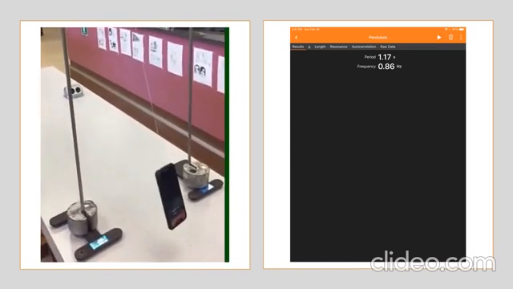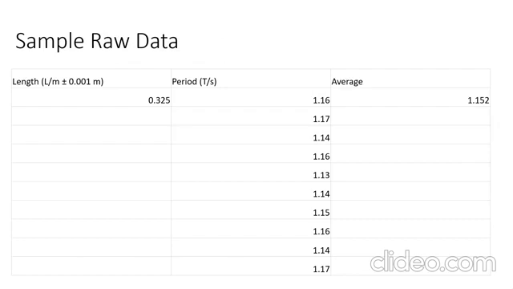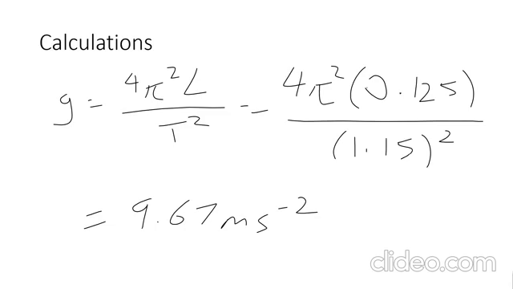Now, the length of the string was determined as half the length of the phone plus the length of the string, and the uncertainty for this is 0.001 meters because the meter stick it was measured with has the smallest increment of 1 millimeter. And this is some sample raw data from one of the trials, and these values will be used for the future sample calculations. Now for calculations, gravity is equal to 4 pi squared times length divided by period squared, and this all goes on to 9.67 meters per second squared.